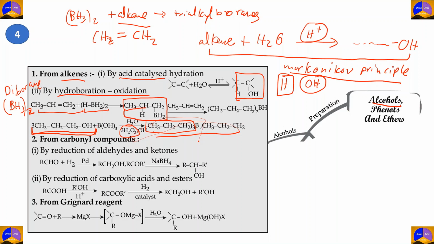Let's go to the next type of reaction, which is from carbonyl compounds. There are two types of reaction in carbonyl compounds. First is the reduction of aldehydes and ketones. Here, the word reduction means adding hydrogen. So you add hydrogen to an aldehyde or a ketone, you get an alcohol. The second way is by reduction of carboxylic acids and esters. Carboxylic acid is COOH, and esters is another special type of compound.